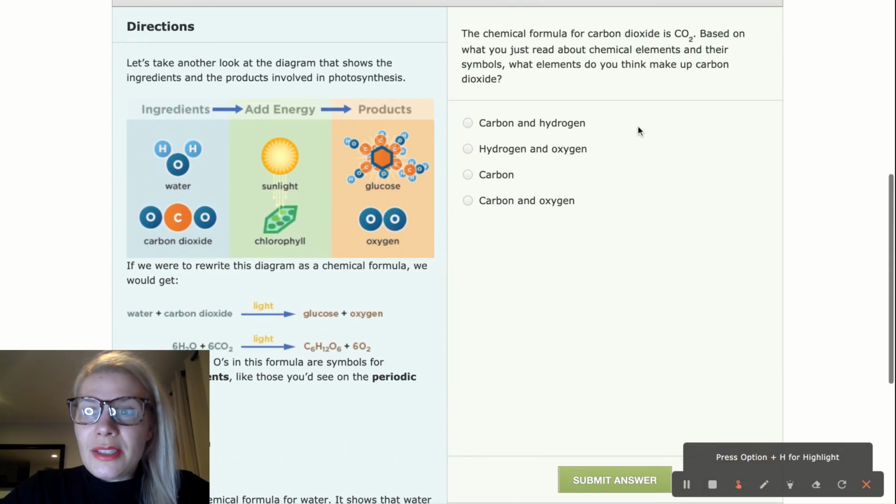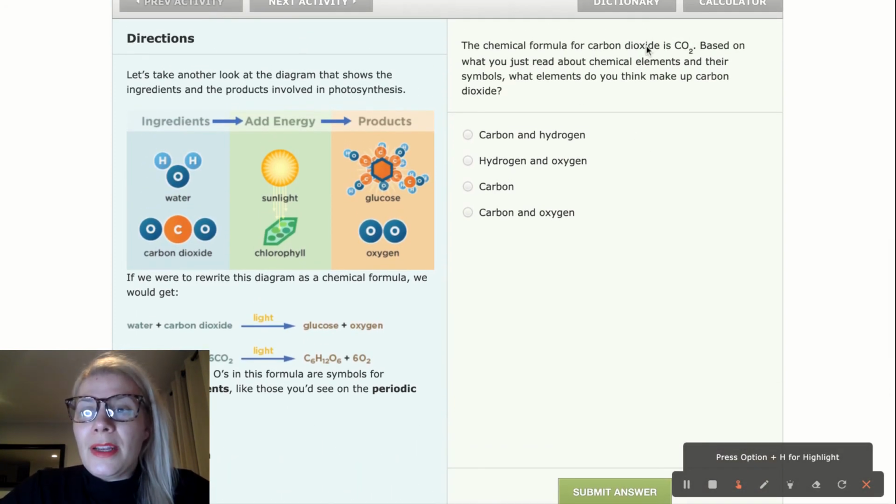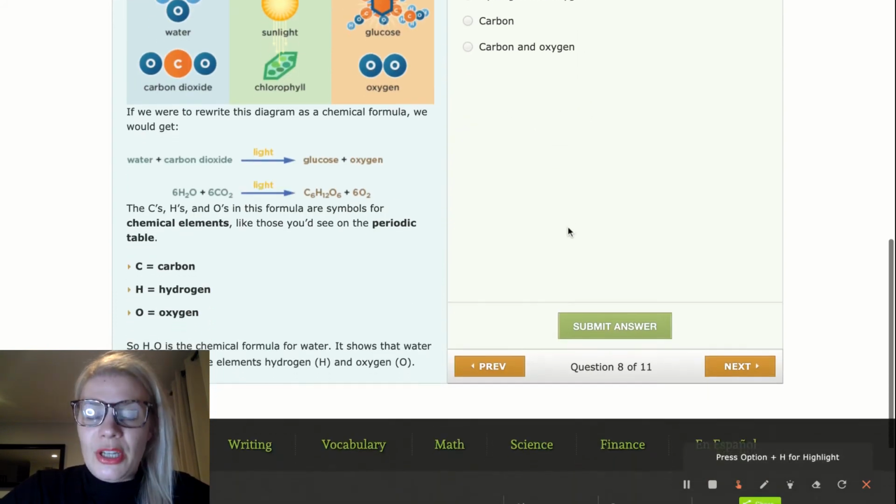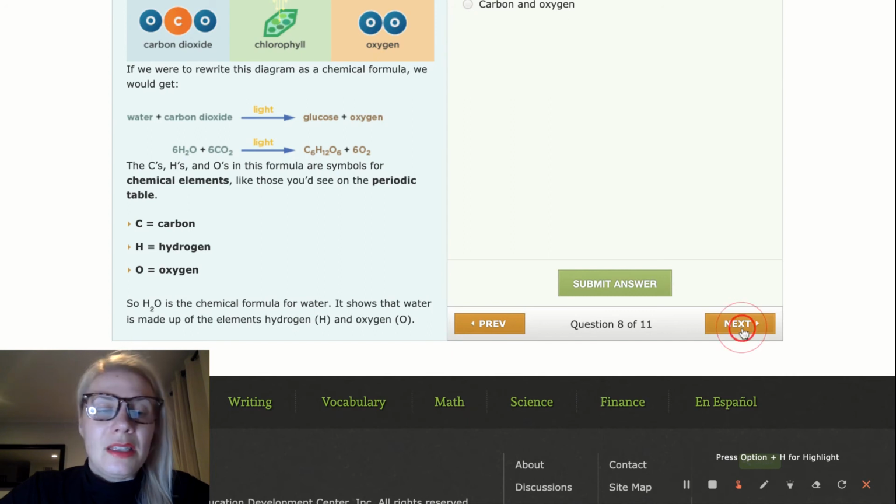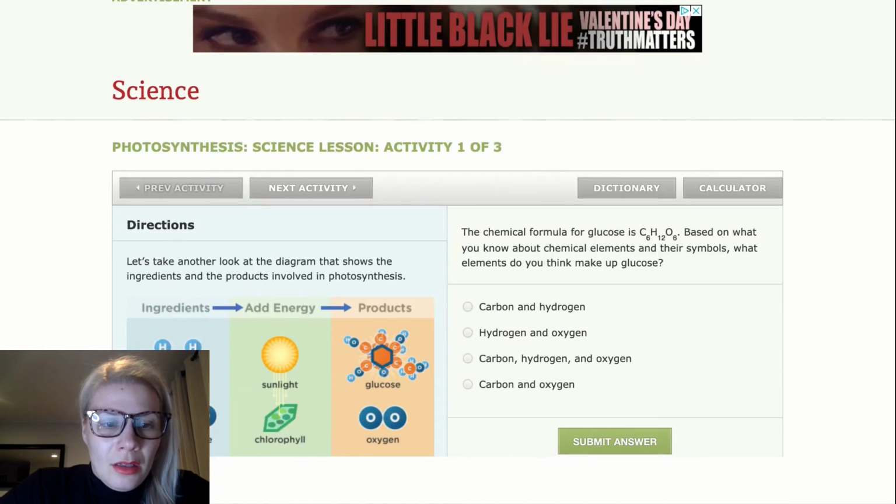So the question here says, the chemical formula for carbon dioxide is CO2. Based on what you just read about the chemical elements and their symbols, what elements do you think make up carbon dioxide? Is it carbon and hydrogen, hydrogen and oxygen, or carbon and oxygen? Pick which answer you think is correct, click submit, and let's move on.